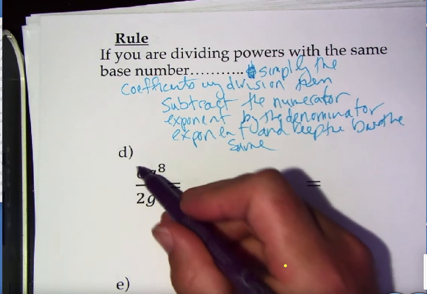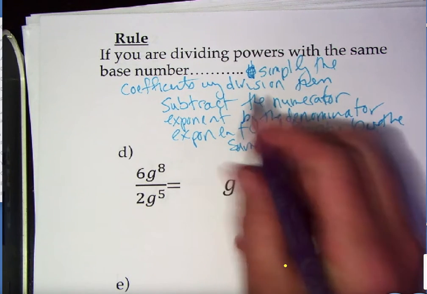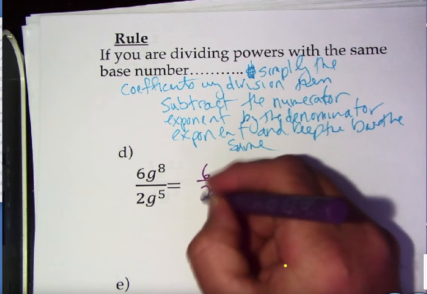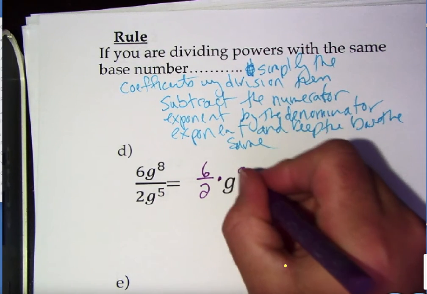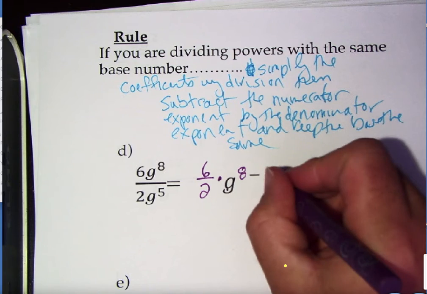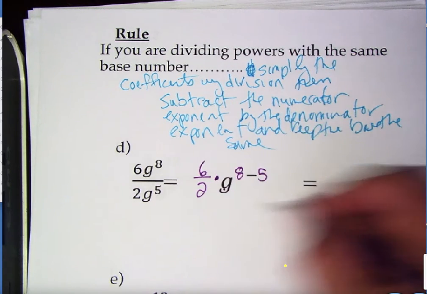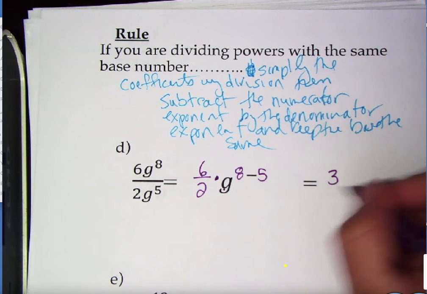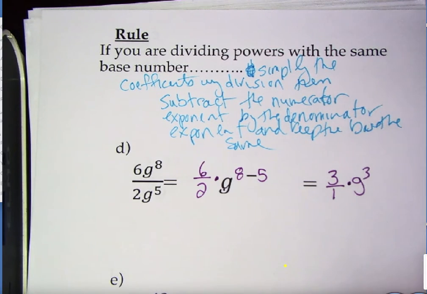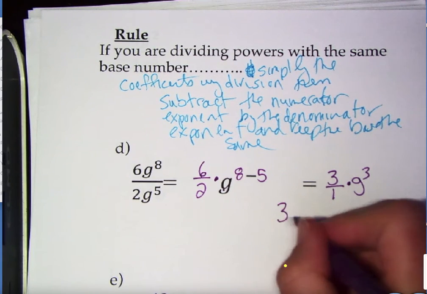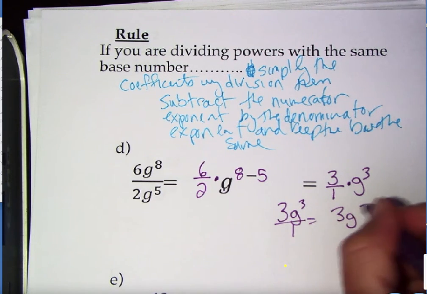So coefficients, we're going to simplify using division. So 6 over 2 is the same. We're going to do the division there, right? 6 over 2 times, keep the base the same, numerator exponent minus denominator exponent. So 6 over 2 is the same as 3 over 1 times g to the 8 minus 5 is 3. So we get 3g to the third over 1, or just 3g to the third.